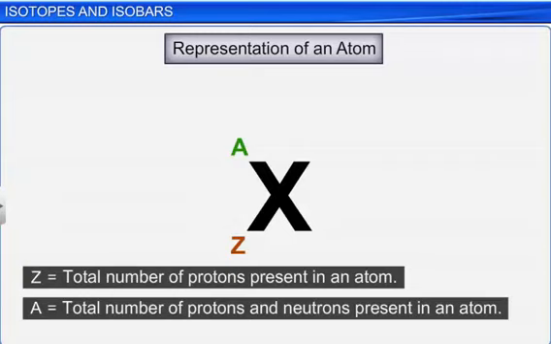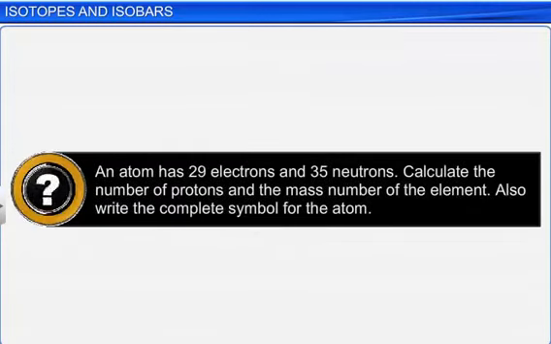Let us work on a simple problem before proceeding further. An atom has 29 electrons and 35 neutrons. Calculate the number of protons and the mass number of the element. Also write the complete symbol for the atom.